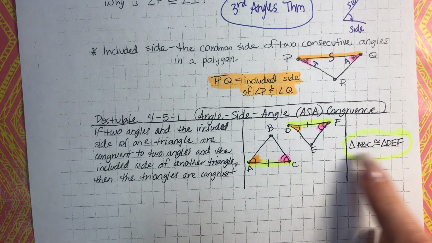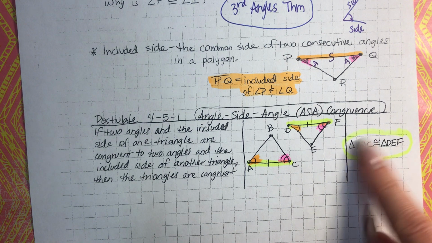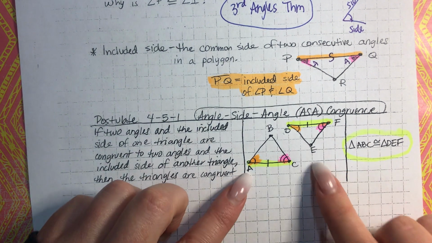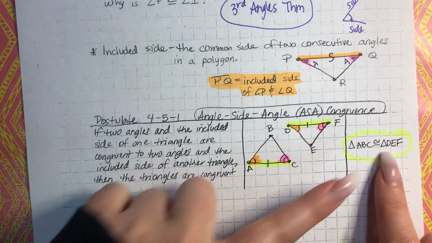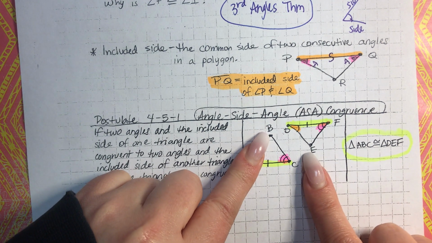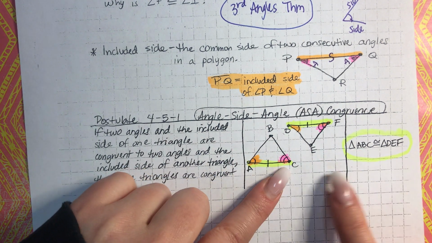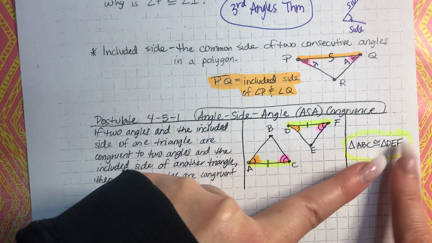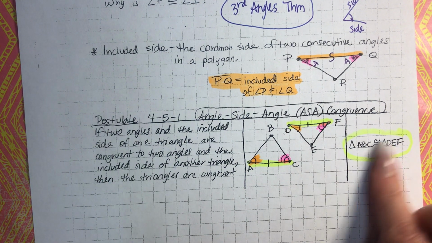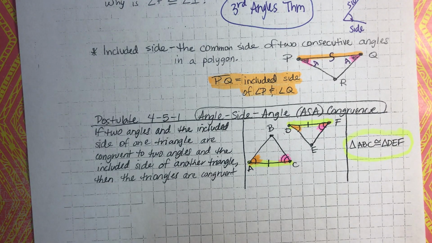So it's really important. You can't just write down random letters here. You have to make sure that A and D are the same, B and E are the same and in the second spot, and lastly, C and F are the same, and they're in that third spot. So you have to make sure that you write that statement correctly when you write it down.